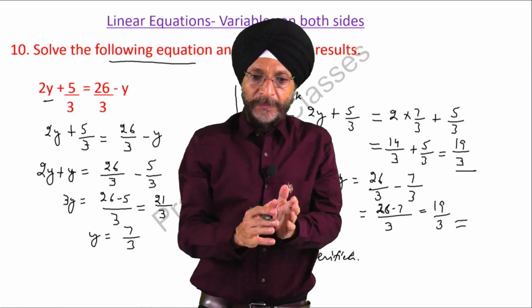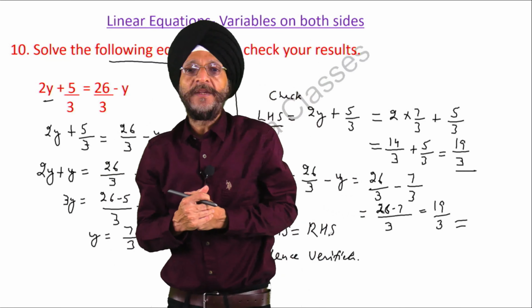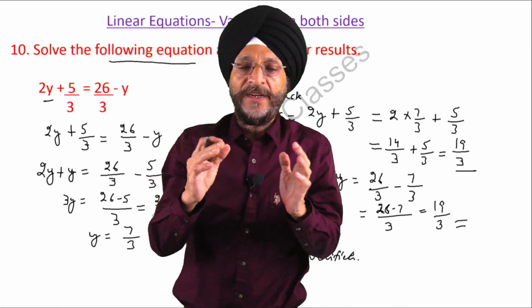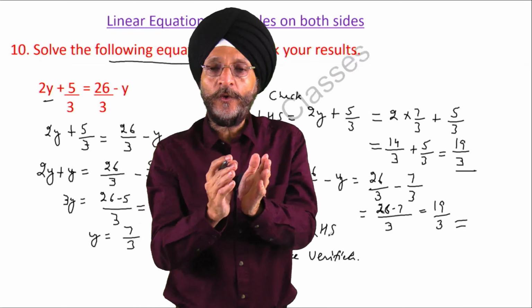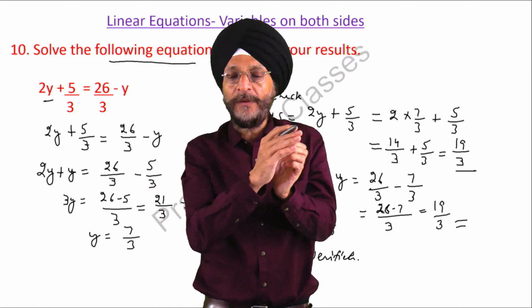These are very simple questions where we are to simply find out the value of variable, and then we have to put the value of variable on both the sides, that is on left hand side and right hand side, and we will find out whether left hand side is equal to right hand side. If left hand side is not equal to right hand side, it means either we have calculated the wrong value of variable, or the equation given is wrong.